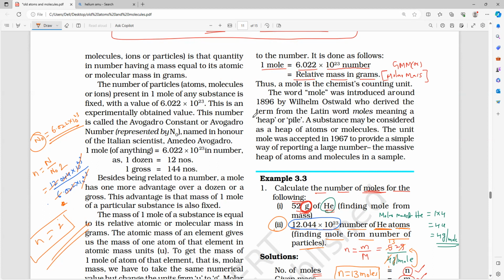Don't expect that I'll put 100 sums, sir. Can I understand the concept? You have to first learn the concept, then go to solving numericals. I hope this question is completed. Everybody, shall we go to the next question?